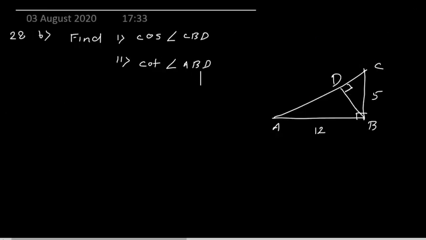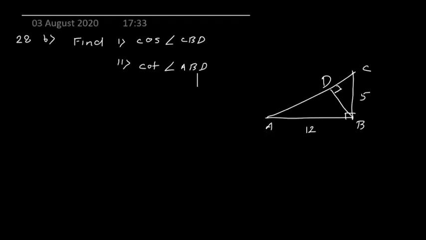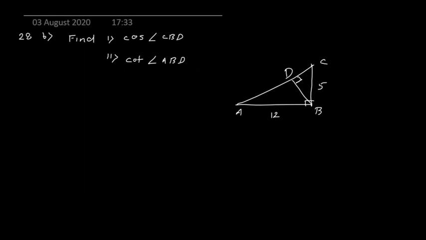Now let us see the next question. We have to find cos of angle CBD. There are, I think, 6 questions there, so better we solve those 6 questions in our next class.